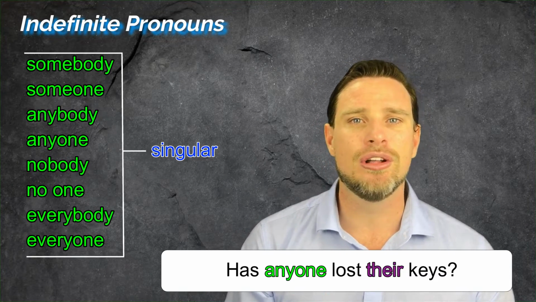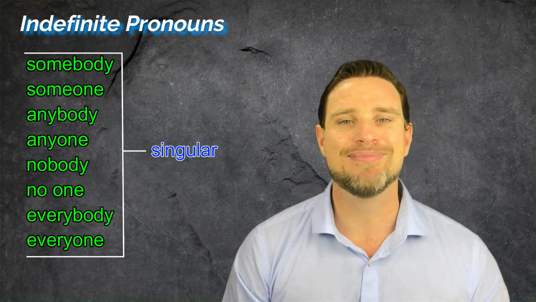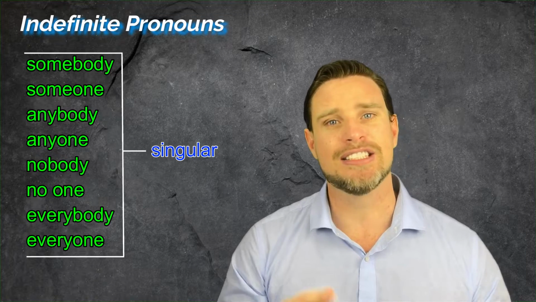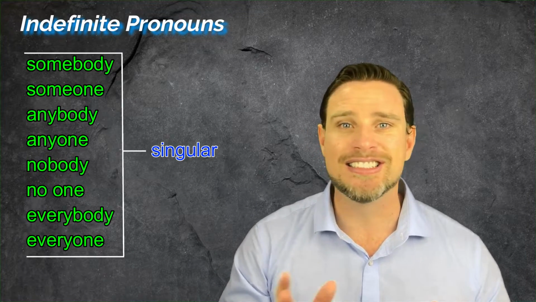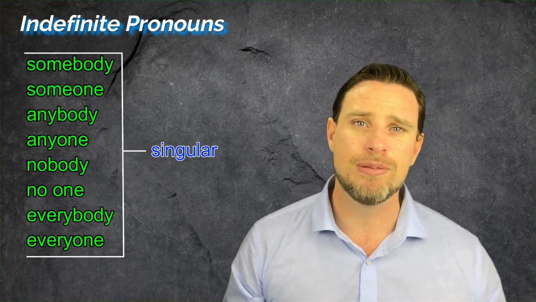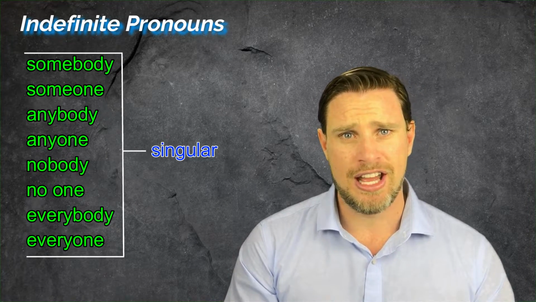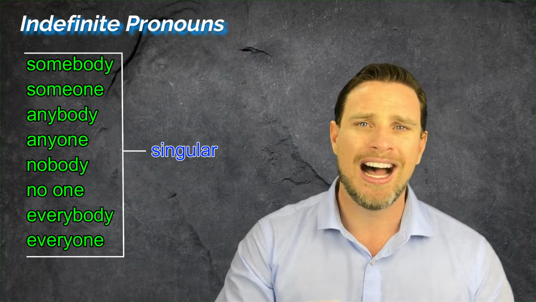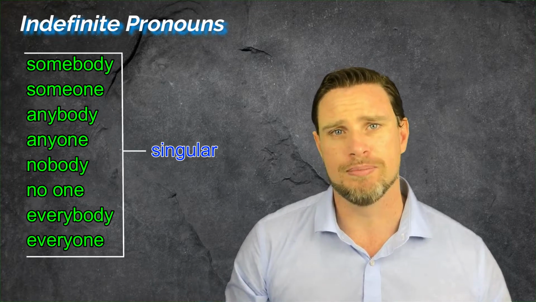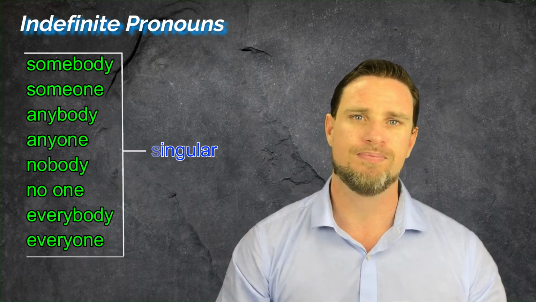Alright, so let's go through each of these individually to understand the meaning and how we use them in a sentence. Firstly, somebody means the same as someone. Anybody means the same as anyone. Nobody and no one are synonyms, and everybody and everyone are also synonyms. The only difference is that the pronouns ending in one are slightly more formal, and it is better to use these in formal writing, essays, etc. But in daily conversation, they are completely interchangeable.